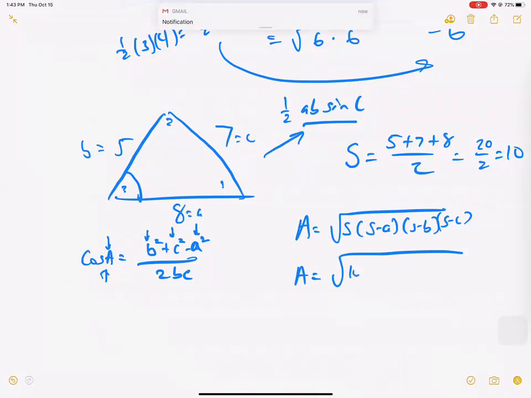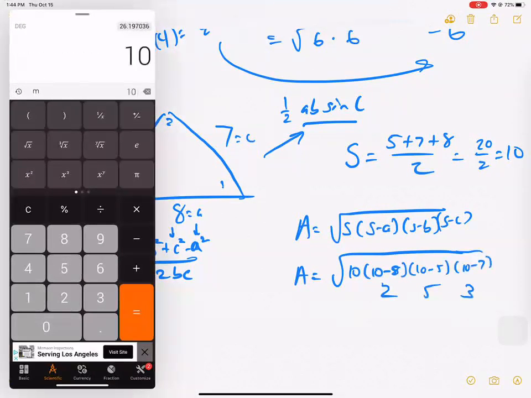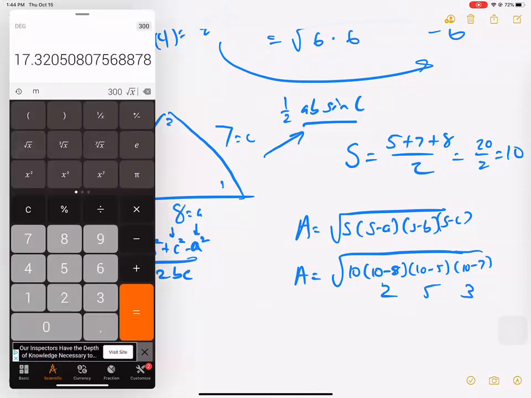So we're gonna say 10 minus 5. Oh, let's do 5 minus 8 here. Then 10 minus 5, and then 10 minus 7. You could save time by saying that's 2, 5, and 3. Now, all this stuff needs to be typed in a calculator. 10 times 2 times 5 times 3 equals 300, which is a huge number, but that's perfectly fine with me. And we're just going to take the square root.